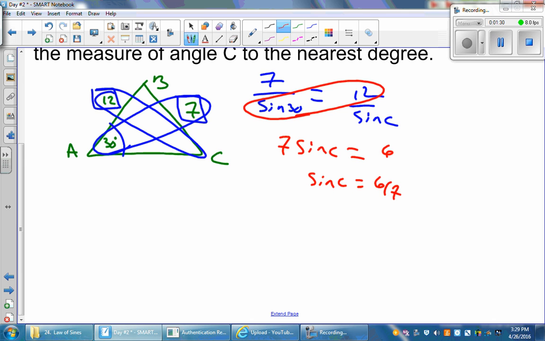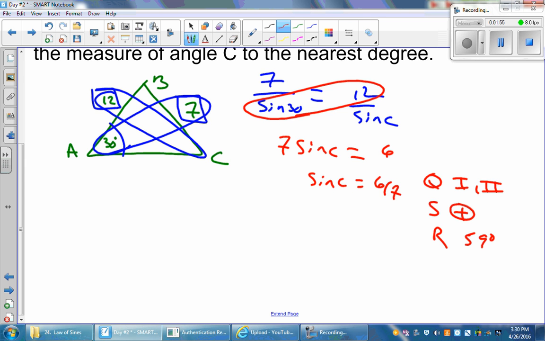Once I get my trig function all by itself, I'm going to take a look at the quadrant, the sign, and the reference angle. We didn't have to do that with the law of cosines, but it's a must for the law of sines. I know that this fraction, 6 over 7, is positive. I also know that sine is positive in quadrants 1 and 2, and I'm going to use that information to find my reference angle. If I take my calculator and go second sine of 6 divided by 7, I'm going to end up with a reference angle that's 59 degrees.